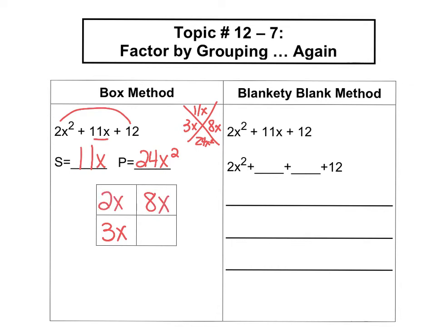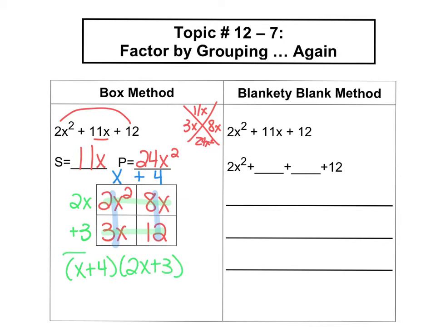Of course, we know that 2x squared comes in the top left and 12 goes in the bottom right. And then we will column factor, or you can row factor first, whatever you want to. All we have in common here is an x, and we have a 4 in common here. So now I'm going to row factor, and I've got a 2x in common here and a positive 3 in common. So my factors are x plus 4 and 2x plus 3. That should be familiar to you.